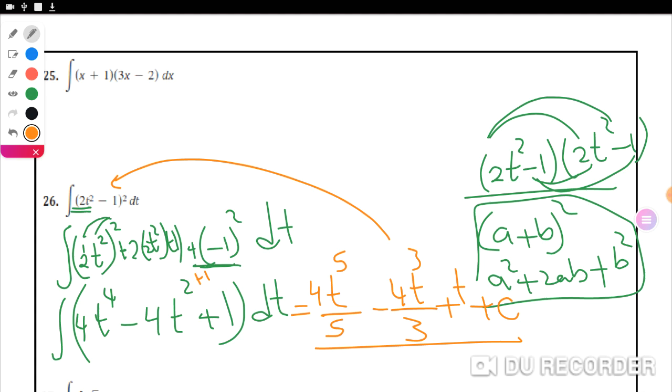I leave you to check because it is so easy to check this one. Just find the derivative of the right-hand side. Find the derivative of this function. It must give the integrand. But you have to write both of them in the same form, both expanded or both factorized, as I showed you before.